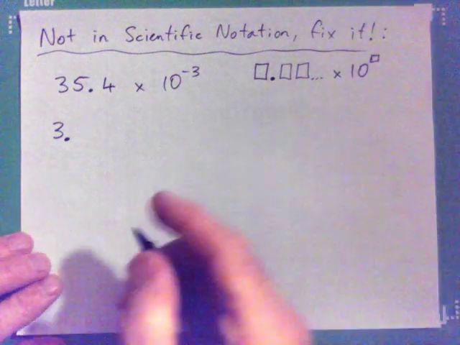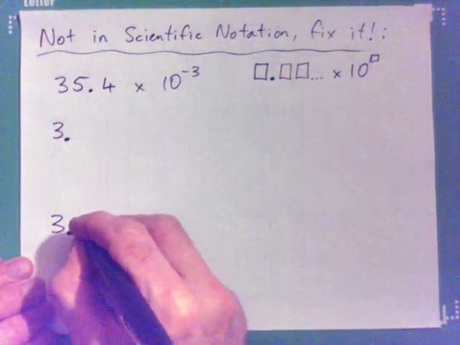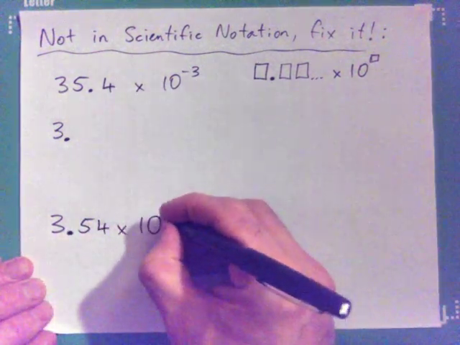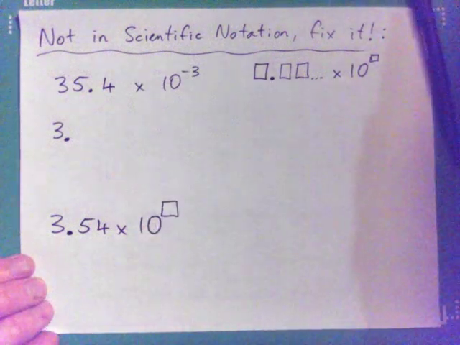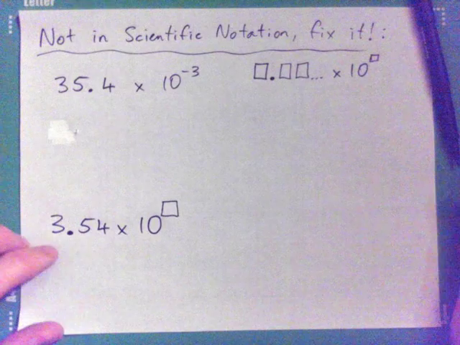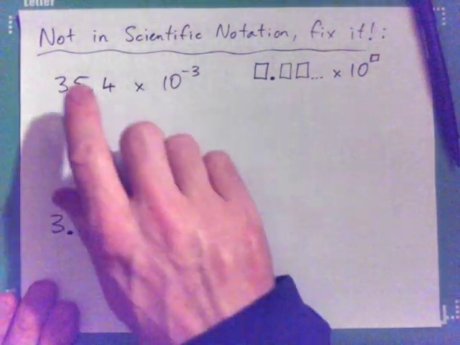So what I'm trying to say is, this must look like this: 3.54 times 10 to the power of something. When we figure it out, it should look like this: 3.54 times 10 to the power of something. And I'm not sure what that something is yet, but that's what we need to figure out. But that's what our answer needs to look like. Now, does that make sense, what we're trying to do here? Alright, so take your time.